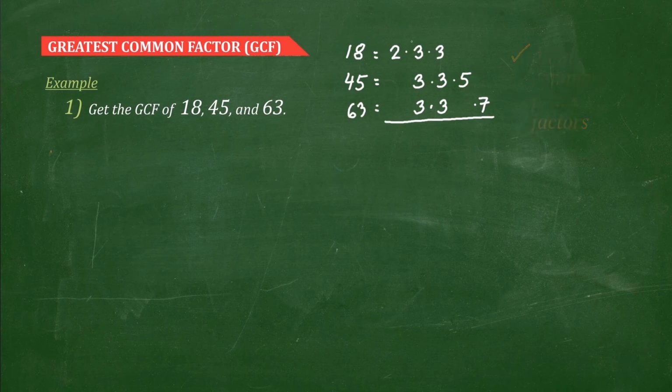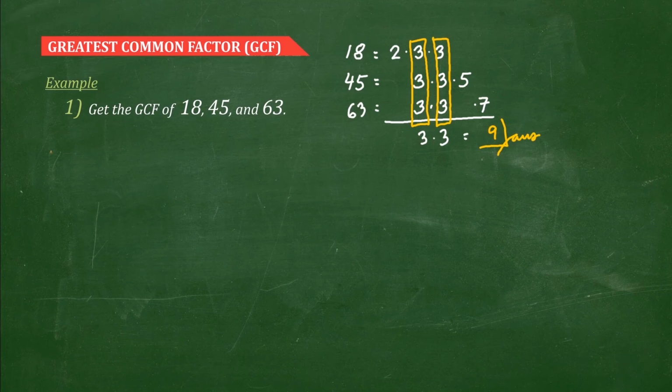Now, the next step is to bring down all complete columns of factors. So, we have this column and this one. Bring them down so we have 3 and 3. Multiplying them, the GCF therefore is 3 times 3 or equal to 9.